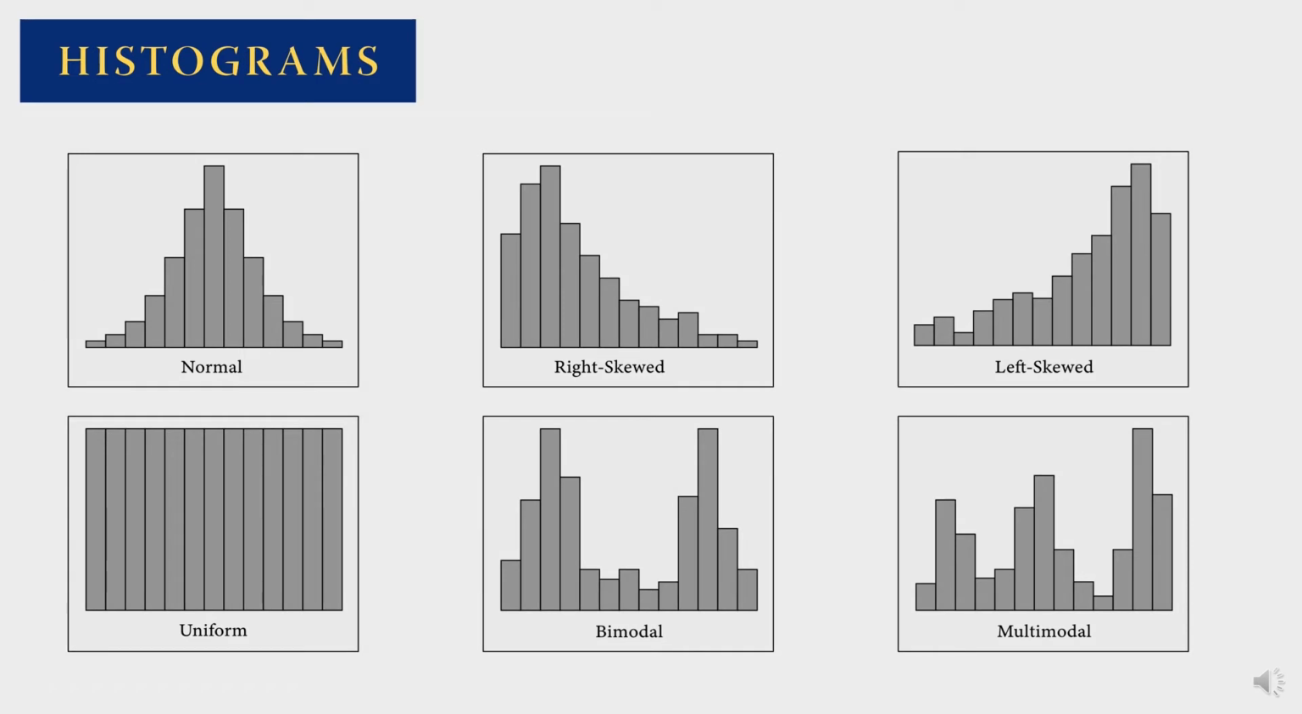These are the shapes we're looking for when we examine a histogram. This bell-shaped plot is called normal, referring to the normal distribution, which we'll cover in a couple weeks. In a normal distribution, the mean, median, and mode are all the same. And the distribution is symmetric about its mean, so that this side is a mirror image of this side.